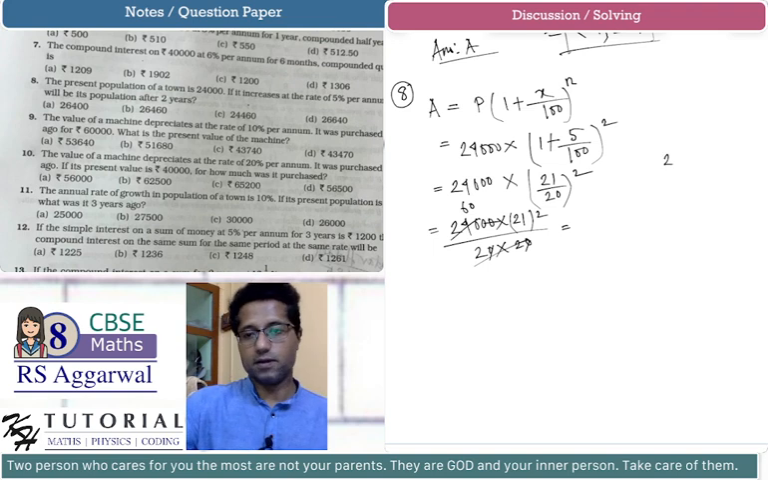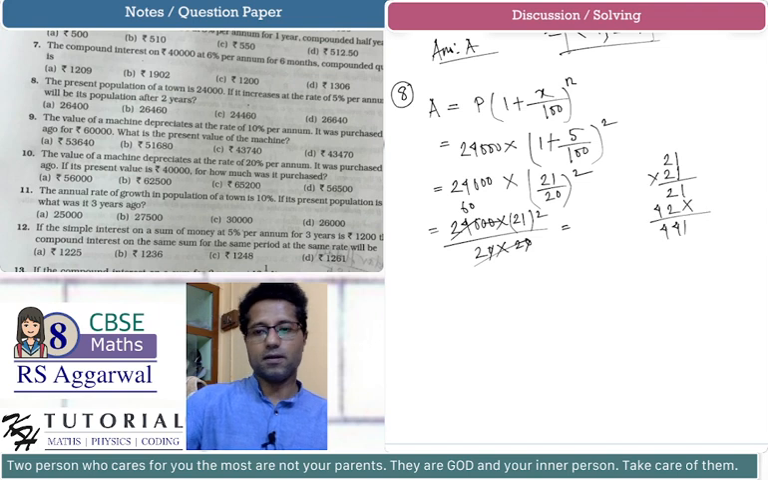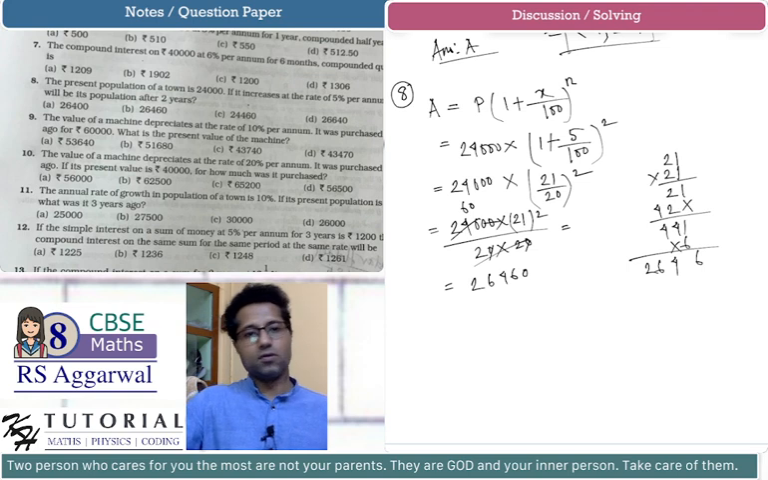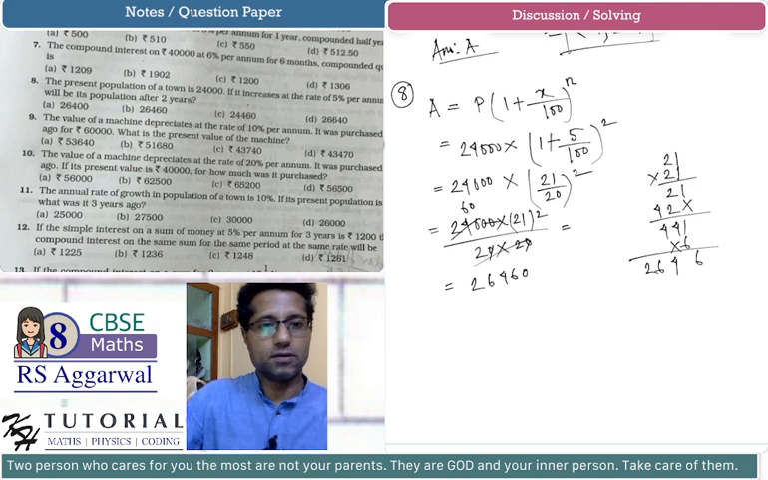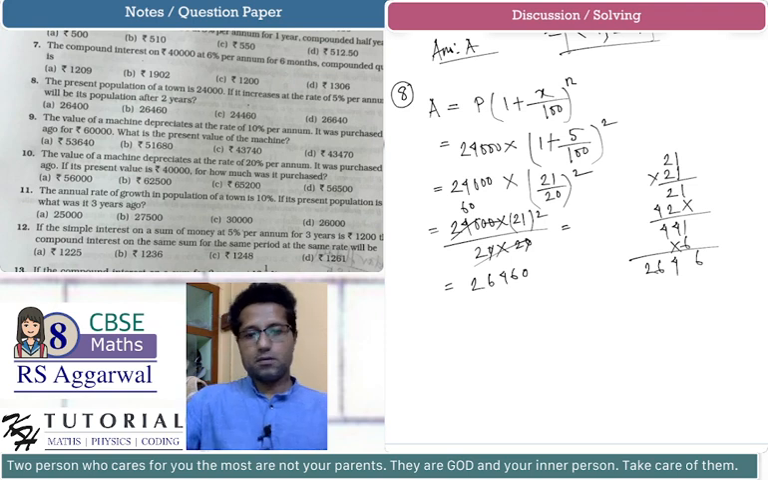So let's see what is 21 square. 21 multiplied by 21 is 441, multiplied by 60. So this is 26,460. 26,460 is the population after 2 years. So the correct choice is B.